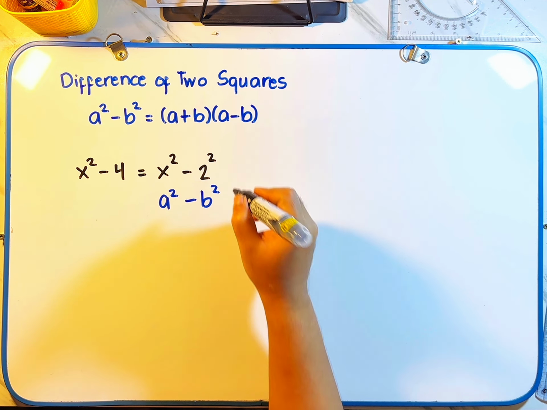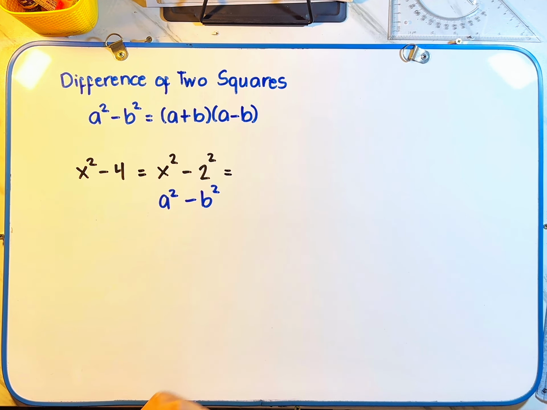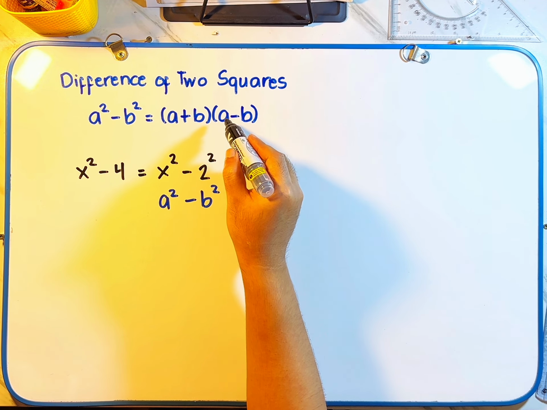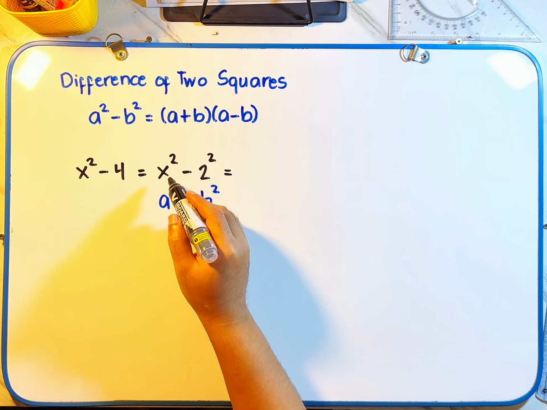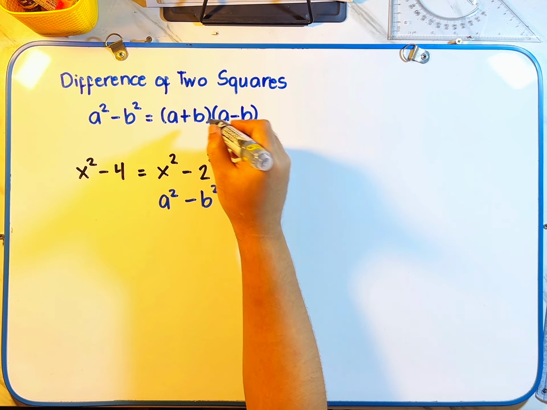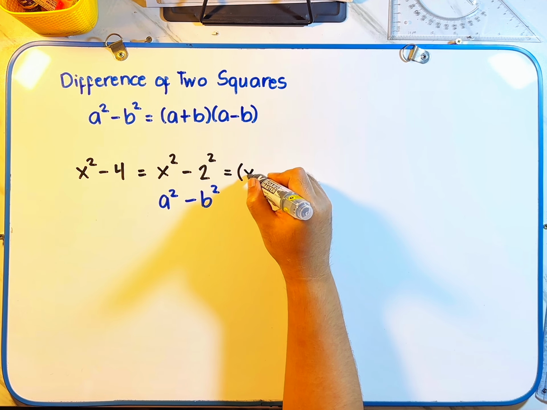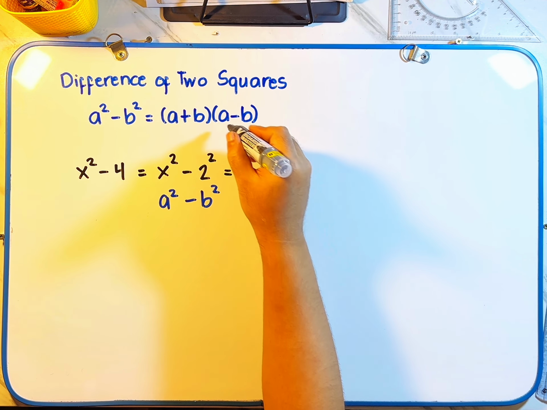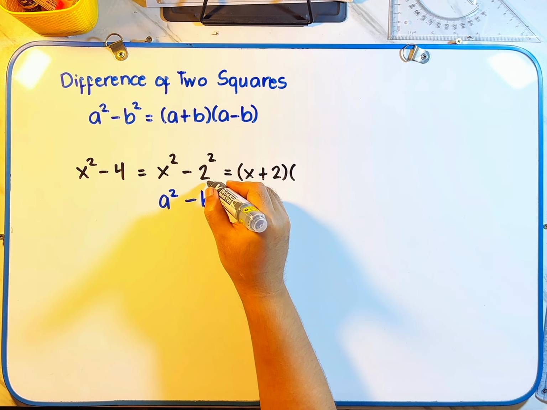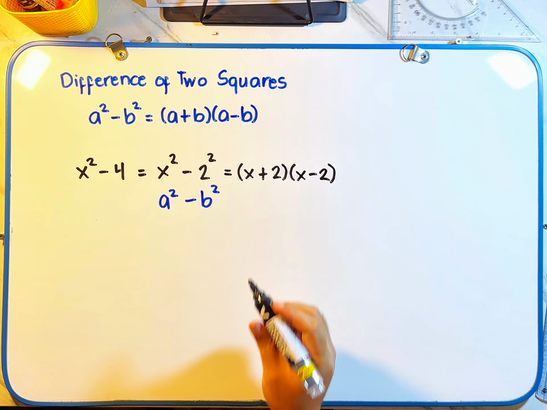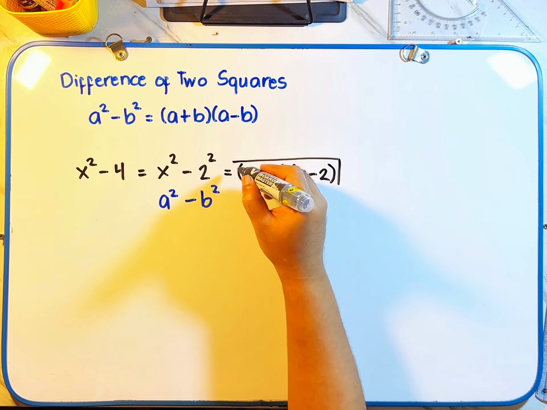Alright, so let's follow the formula. Okay, so a squared minus b squared in the formula is this: a plus b times a minus b. In this case, a is x, b is 2. So, a plus b, we have x plus 2, and then times a minus b, so x minus 2. And this is the factored form.